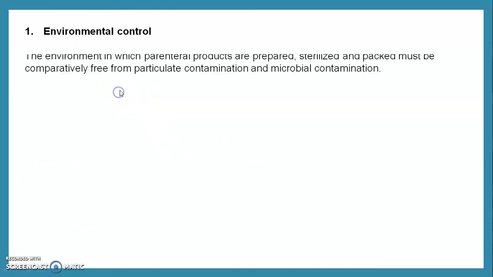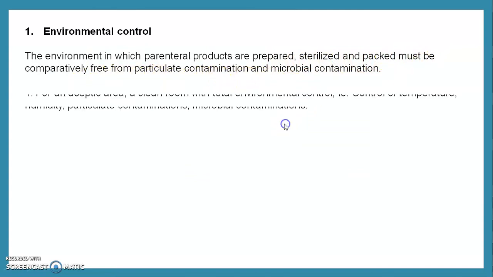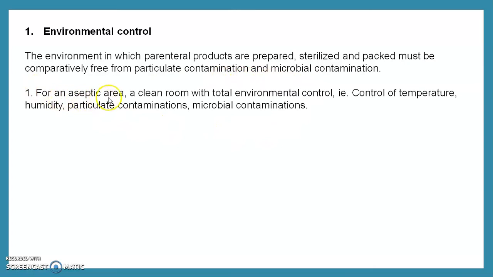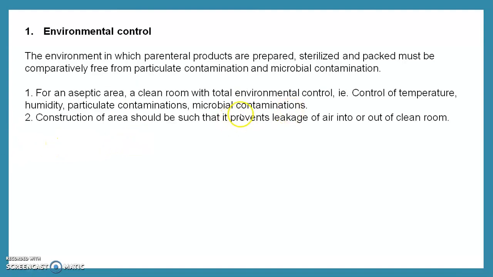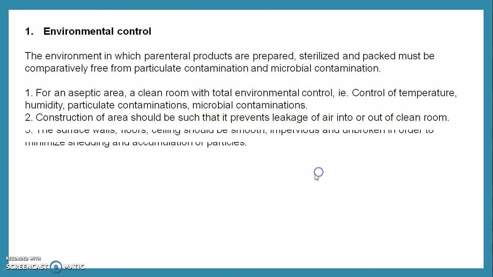We see the environmental control. The environment in which the parenteral products are prepared, sterilized, and packed must be comparatively free from particulate contamination and microbial contamination. For an aseptic area, a clean room with total environmental control is needed, that is control of temperature, humidity, particulate contaminants, and microbial contamination. Construction of an area should be such that it prevents the leakage of air into or out of the clean room.